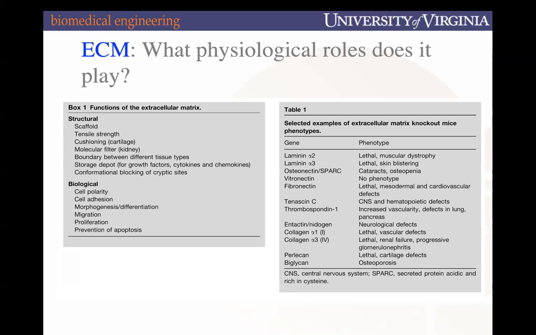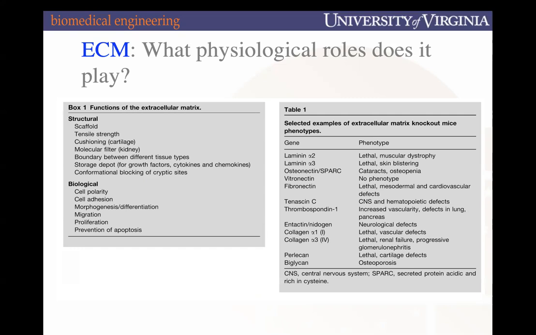Another example is cushioning. The cartilage in our knees, which will eventually degrade away as we all get older, provides cushioning and support to enable us to move, run, and jump without too much pain, so that we don't have bone-on-bone action in our joints. It can also serve as a molecular filter.